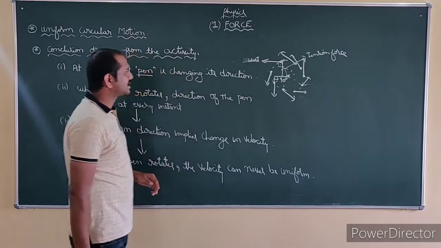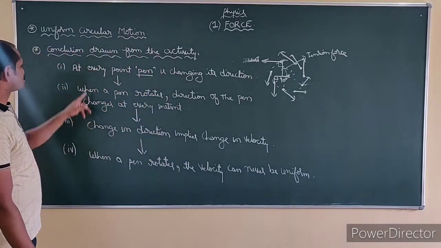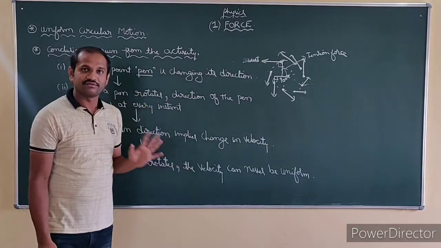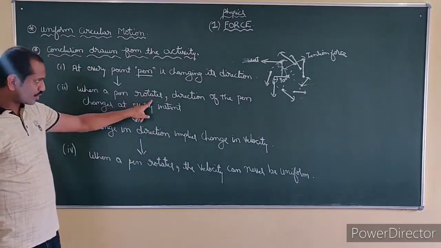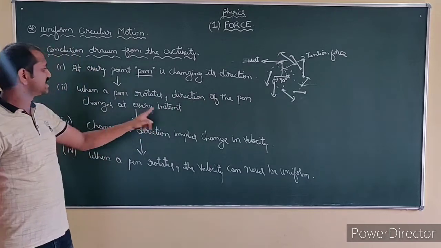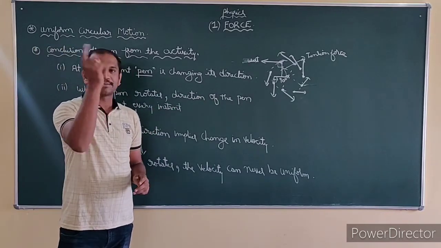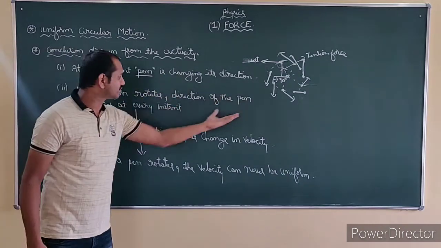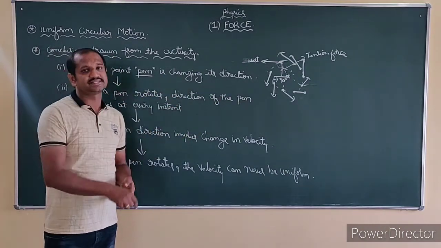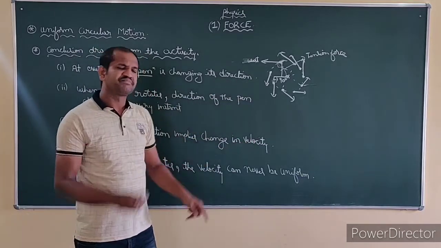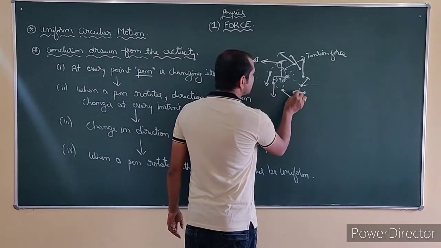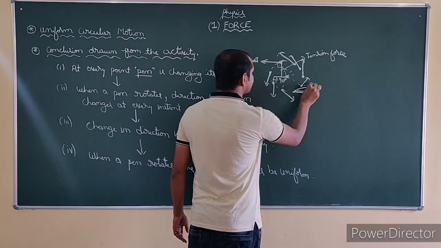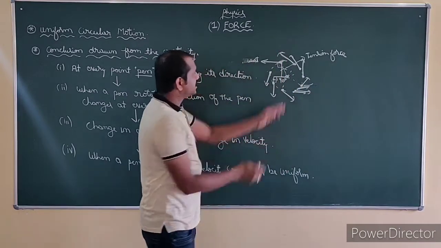This is what you need to understand in the case of uniform circular motion. At every point, the pen is changing its direction. We came to know, when a pen rotates, the direction of the pen changes at every instant. Obviously, when a pen is revolving around, what did we come to know? The direction of the pen changes at every instant. It's not only the four positions. At every instant, the direction which was here will not be there for the next. It changes. So direction and the force.